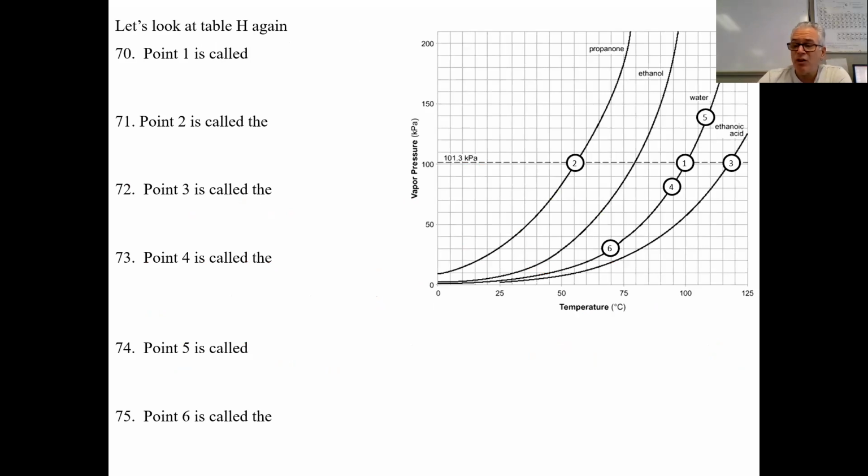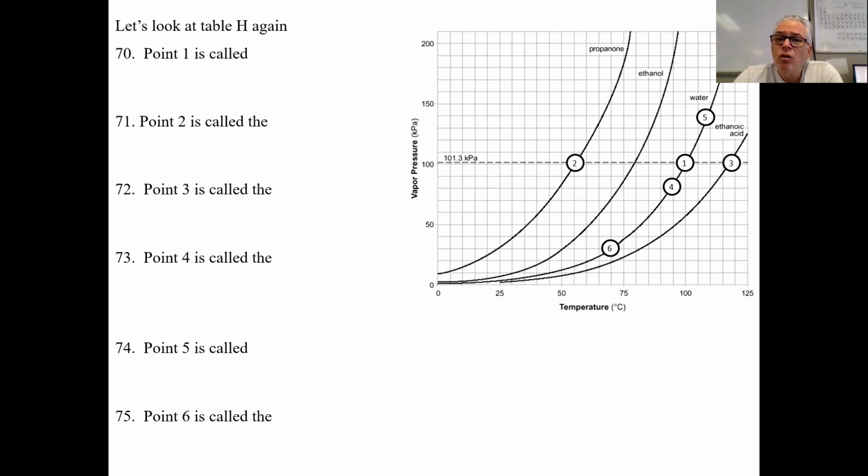Now, on table H, which is what we're looking at here, I got a bunch of points for us to look at, and we're going to describe what the names of these points are or tell what's going on at that. Point 1 on this graph happens to be at a very special point. It's on the dotted line, which is standard pressure, 101.3 kPa, and it's at 100 degrees centigrade, and it's on the water curve.